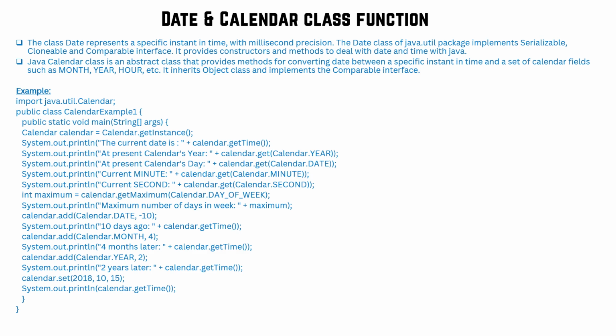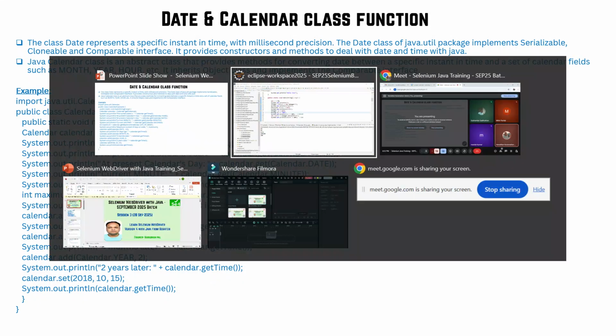The class Date represents a specific instance in time with millisecond precision. The Date class of the java.util package implements the Cloneable, Comparable, and Serializable interfaces. It provides constructors and methods to deal with date and time in Java. The Java Calendar class is an abstract class that provides methods for converting date between a specific instant in time and a set of calendar fields such as month, year, hour, etc. It inherits the Object class and implements the Comparable interface. Now let's see the Calendar class first, then we'll go to the Date class.